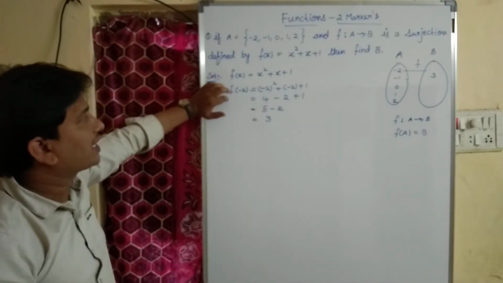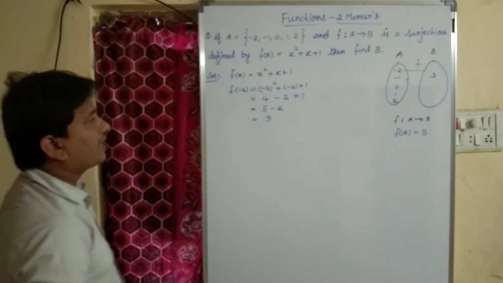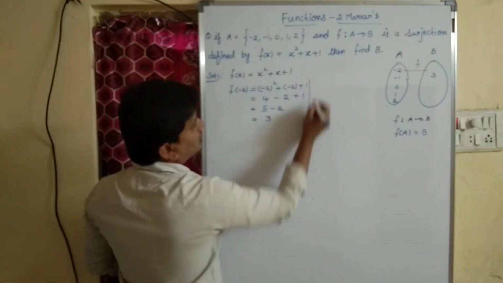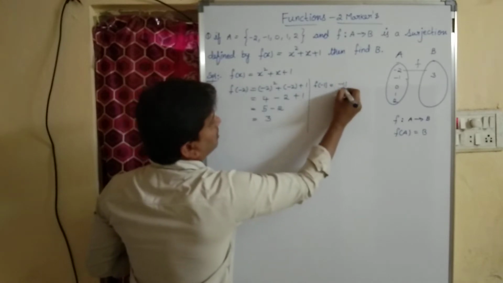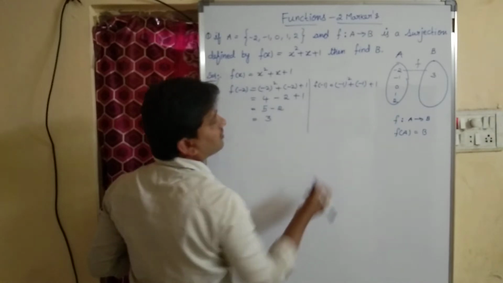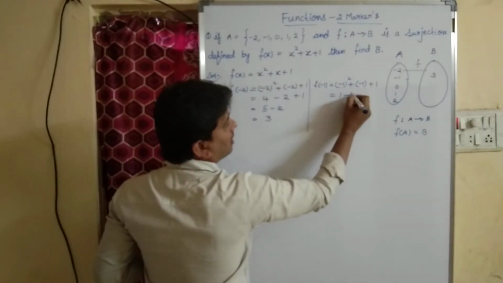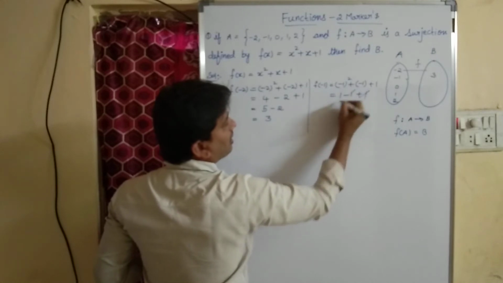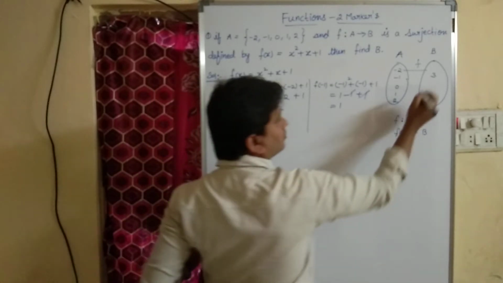Okay. Now the second one, as the value of A is -1, let us find f(-1). In the place of x we have to substitute -1. (-1) whole square plus (-1) plus 1. (-1) whole square is nothing but plus 1. Plus into minus, minus, plus 1. Plus 1 minus 1 gets cancelled. So f(-1) value, what? 1.